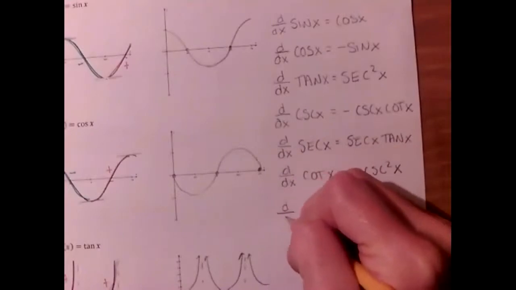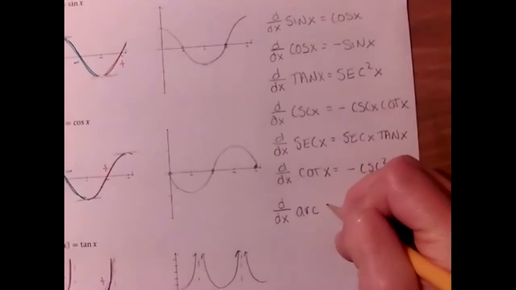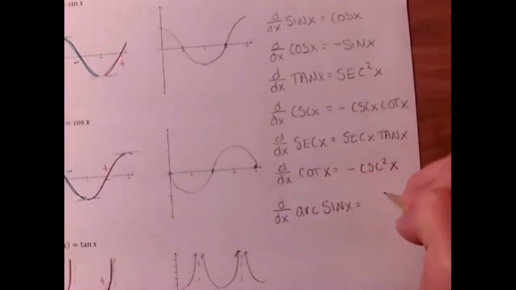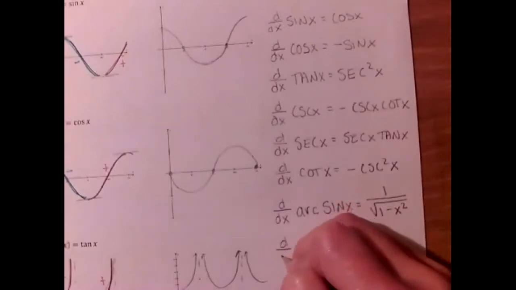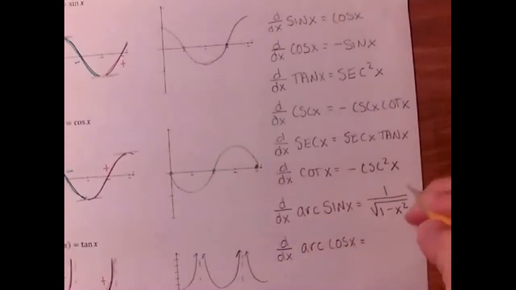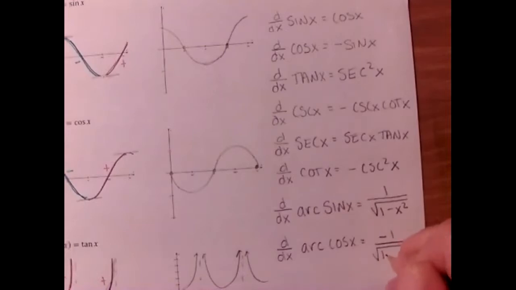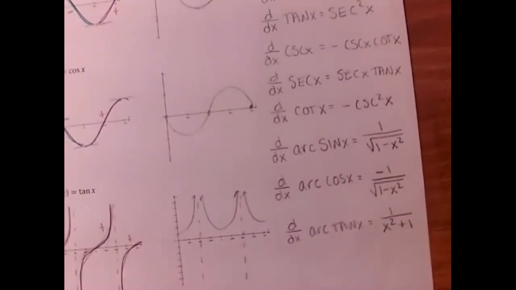And then the arc ones that we have to do, the inverse trig ones, you only have to do arc sine, cosine, and tangent. Arc sine is 1 over square root of 1 minus x squared. The derivative of arc cosine is the exact same thing, but with a negative in it. And then arc tangent is 1 over x squared plus 1. Whoops, I'm sorry. Or you can write 1 plus x squared. It doesn't matter what order those go in since you're adding.